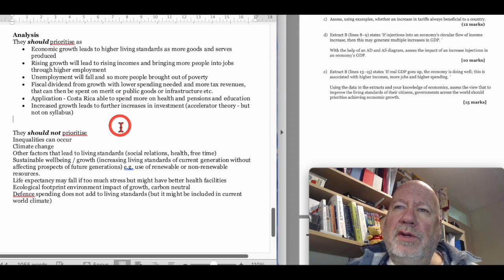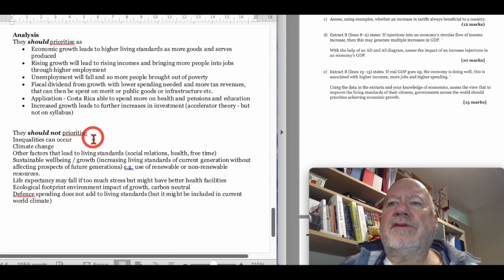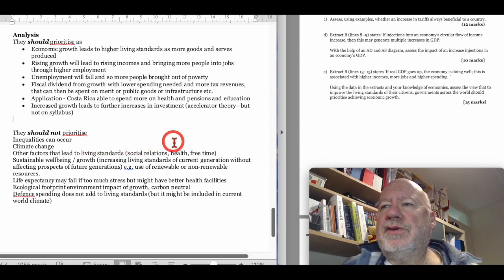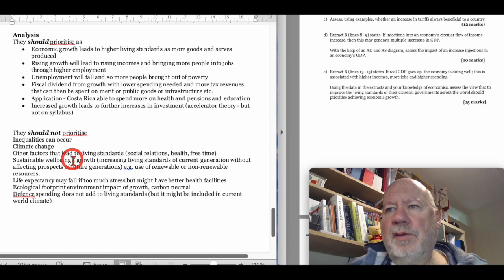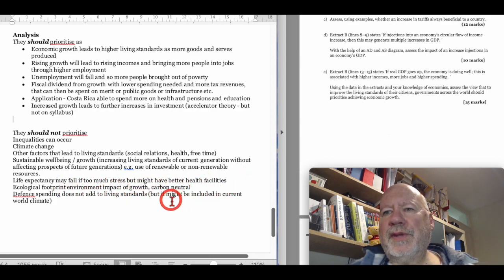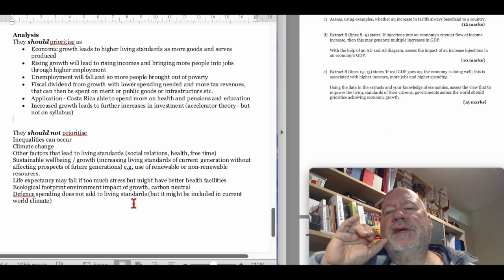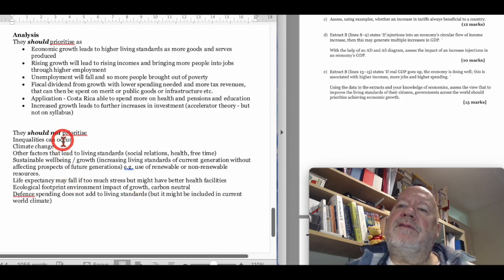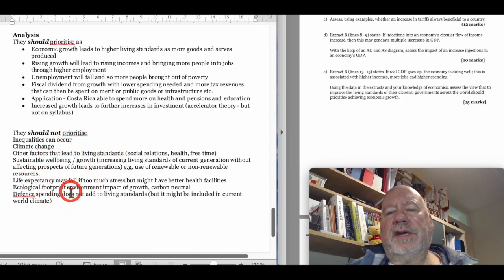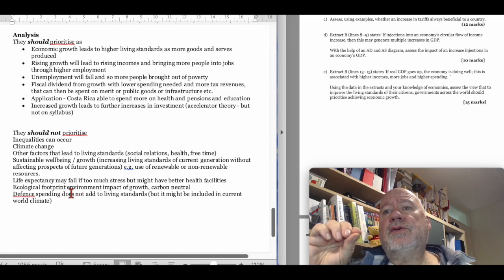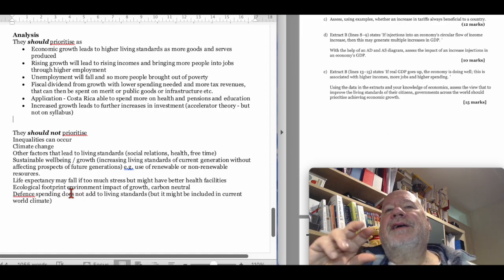But really, when you look at they should not prioritise growth, there was so much in the case study: inequalities, climate change, social relations, health, free time, whether it's sustainable growth, use of the renewables and non-renewables, life expectancy, the ecological footprint they mentioned, carbon neutral, defence spending not being added. All of those things are actually mentioned in the case study. And if you think it's a 9 and a 6, then if you can bring more context to this part here, then you should have really used they should not prioritise as the analysis.